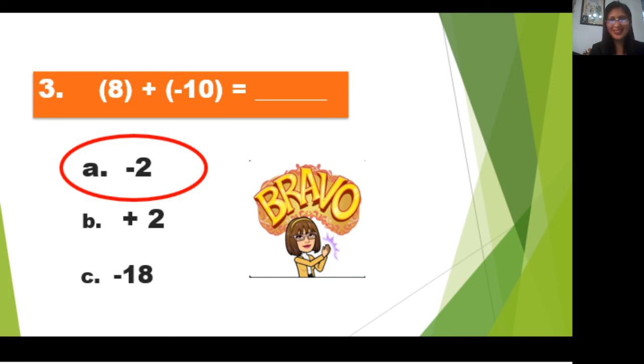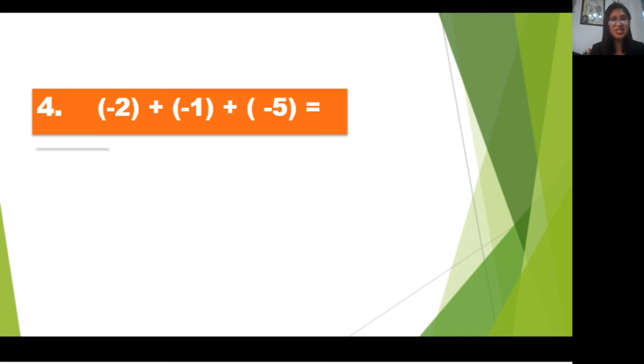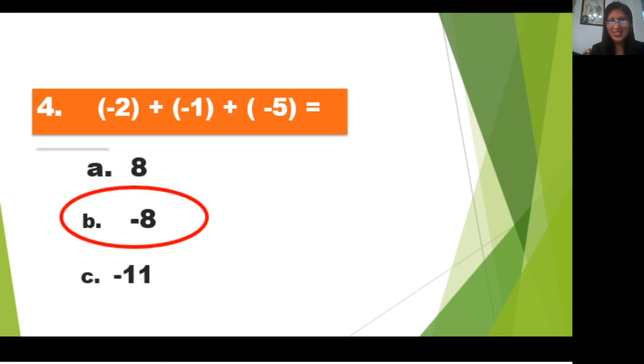Bravo. Again, let's have here number 4. Negative 2 plus negative 1 plus negative 5. Always remember our rules. Okay, is it 8, negative 8 or negative 11? The sum is negative 8.